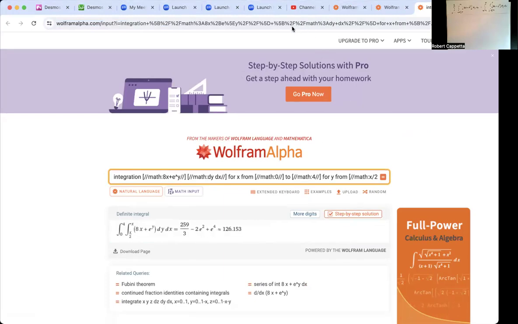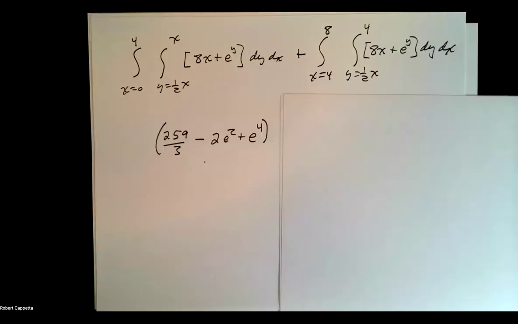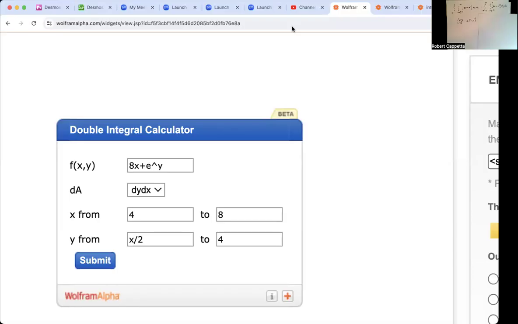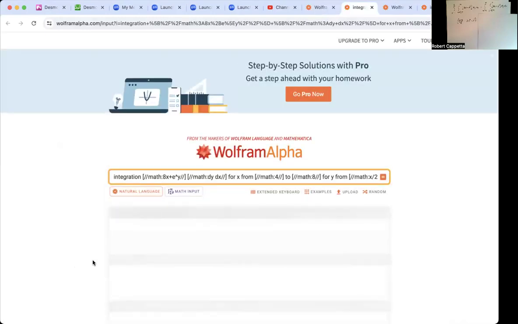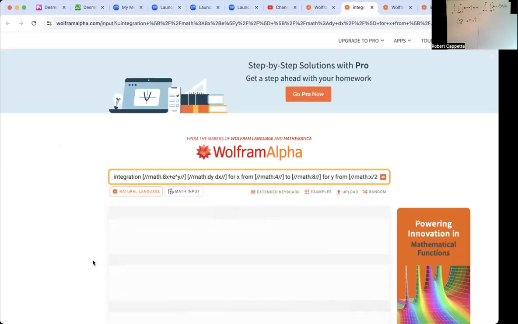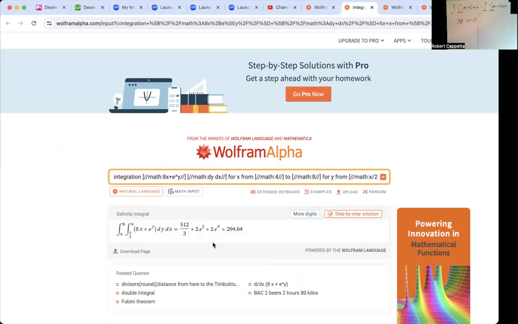So let's write that down. And you'll notice I have that. Now we've got to go ahead and add in the other integral and see what we get. So again, same function, dy dx order. This time x is ranging from 4 to 8. That's the outer integral, and the inner one from x over 2 to 4. Let's see what we get for that. And the result is 512 over 3 plus 2e squared plus 2e to the fourth.